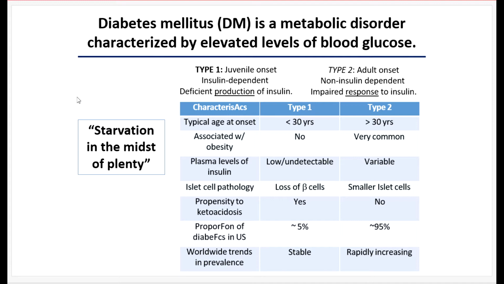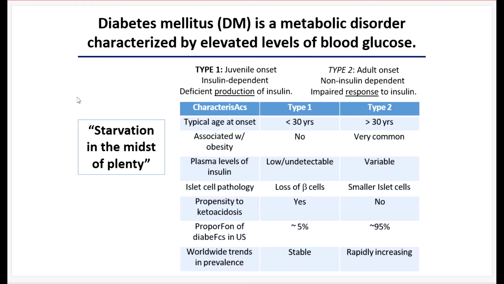There are two types of diabetes. Type 1 diabetes are individuals who cannot produce insulin. And so if they cannot produce insulin, then blood glucose levels will rise, and there's no hormone signal telling cells to pull glucose out of the blood and put it in the cell.